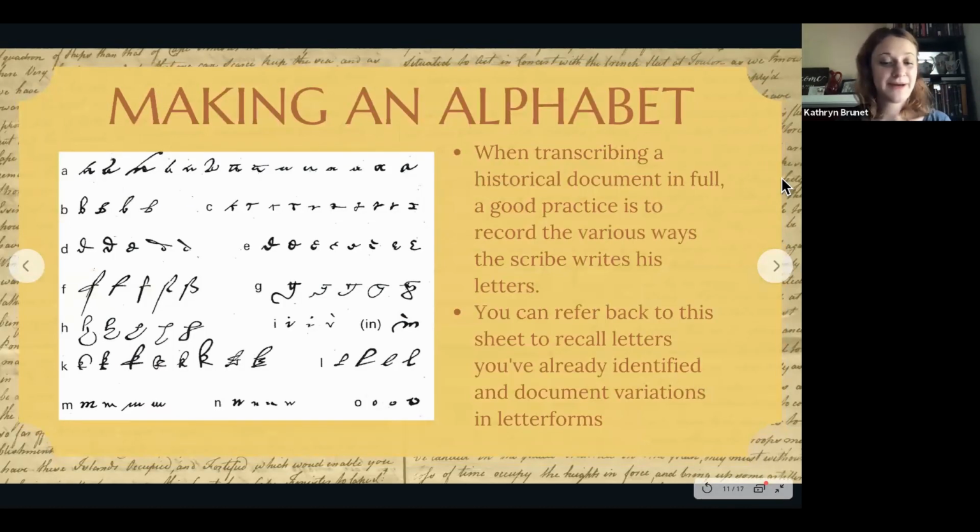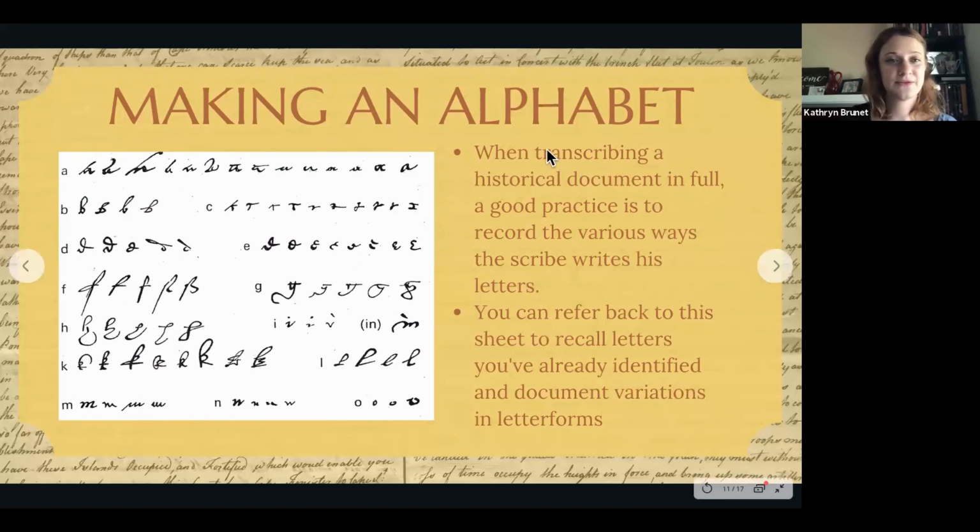Now that we've learned about variation in script styles and variation from scribe to scribe in handwriting, I want to introduce you to an extremely useful tool I use when transcribing historical documents. A good practice when transcribing is to record various ways a scribe writes his or her letters. You can use your record to recall letters you've already identified and see the variations between letter forms.